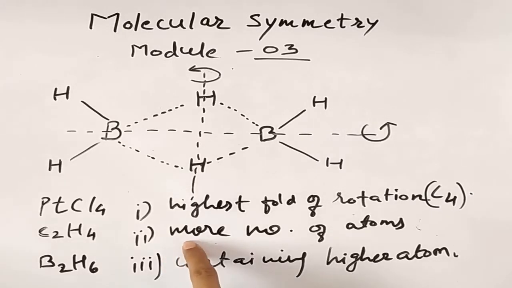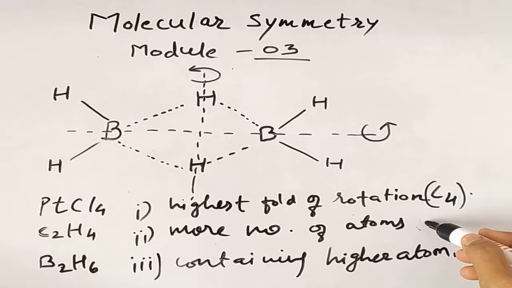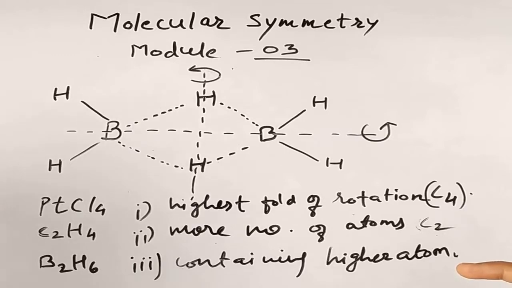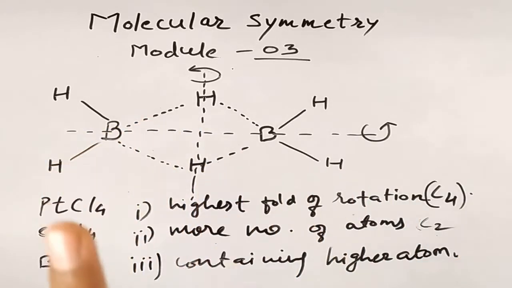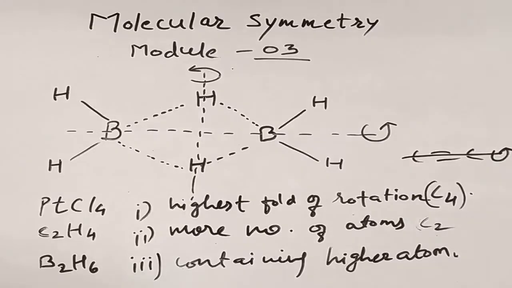To verify the second rule, that a line passing through more number of atoms becomes the principal axis, we have taken the example of C2H4, that is ethene. In ethene, we have got 2 rotational axes. Both were C2, but one rotational axis was passing only through the double bond and another C2 rotational axis was passing through 2 carbon atoms. Hence, we have chosen the line passing through the 2 carbon atoms as the principal axis.